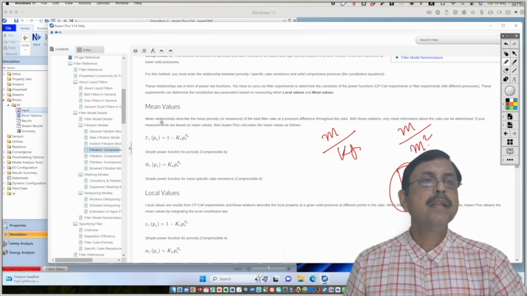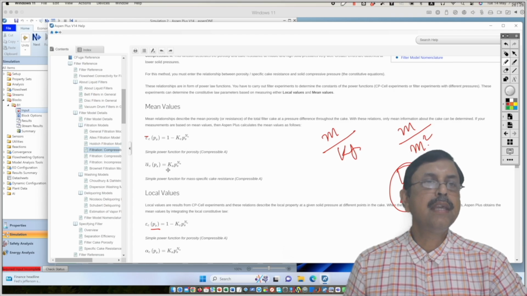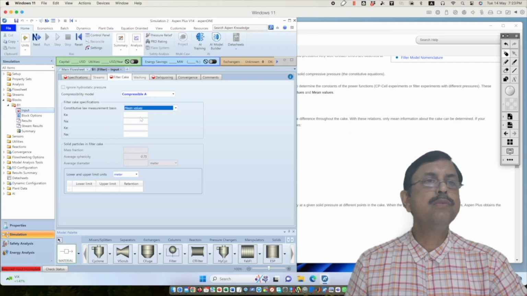Here, either the mean value or the local values are calculated. For that, we have to specify Ka, Na for the cake resistance and Ke, Ne for the porosity to calculate these simple power functions, either mean value or local. So based on which one we use, we have to select accordingly and specify the values of it.